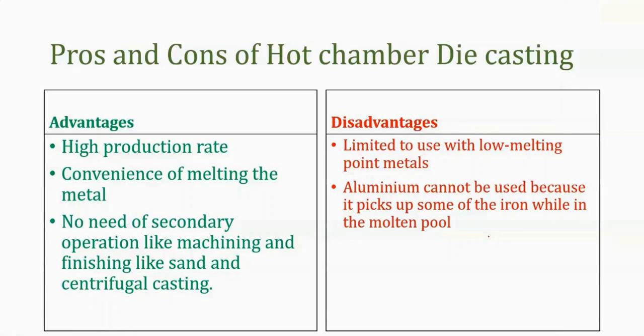be used in this process because usually aluminum will be oxidized. When you are keeping this aluminum with any other material, there will be some reaction due to the atmospheric oxygen. So aluminum cannot be used because it picks up some iron. That means it will take some ferrous material from the structure while it is melting in the pool.